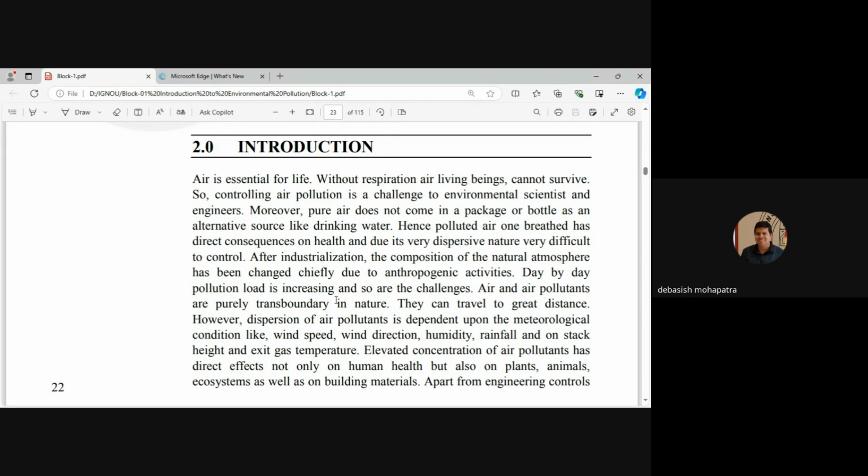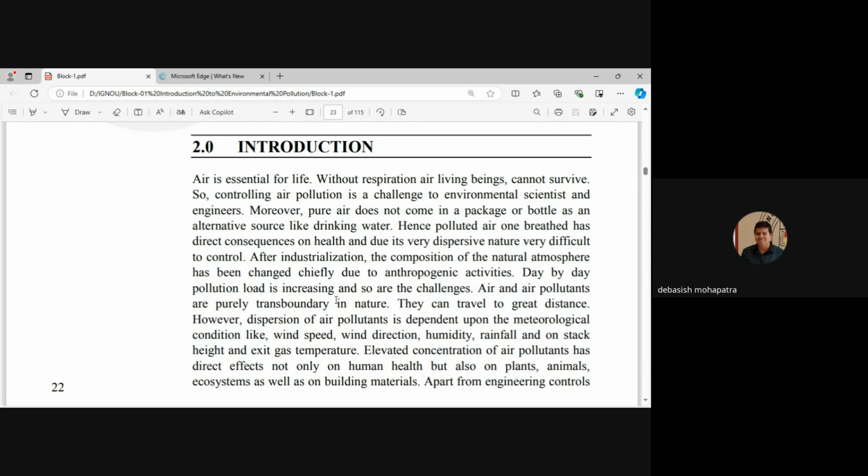After industrialization, the composition of the natural atmosphere has changed, chiefly due to anthropogenic activity. Day by day, the pollution load is increasing and so are the challenges. So every day the pollution load on the air is increasing, and so are the challenges. Air and air pollutants are purely transboundary in nature. They can travel to great distances. However, dispersion of air pollutants is dependent upon meteorological conditions like wind speed, wind direction, humidity, rainfall, and on stack height and existing gas temperature. So all these factors determine how far the pollutant can travel.